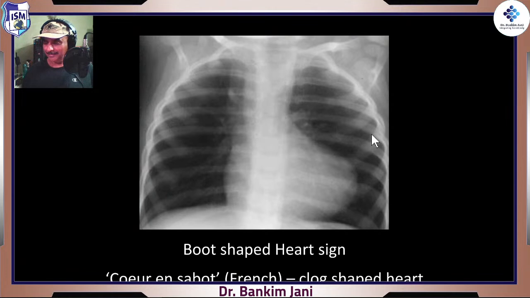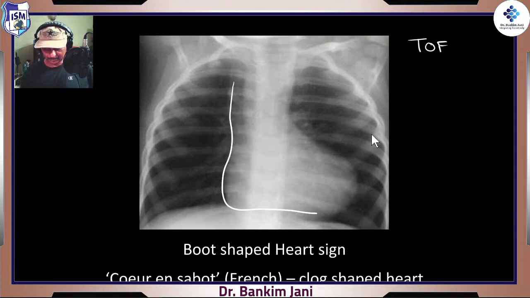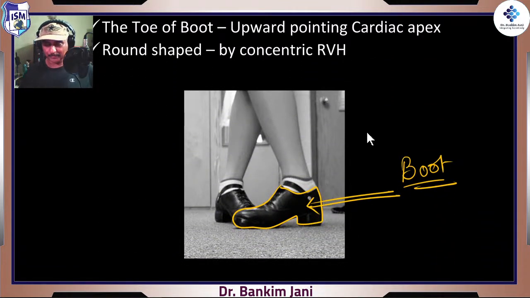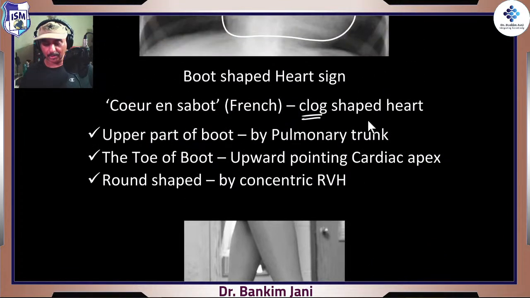Here it is. This is the X-ray image of tetralogy of Fallot. Looks like a boot. This is what is called the boot-shaped heart sign, right? It's also called the cœur en sabot in French. That's what is called the clog-shaped heart. Clog means nothing but this, such a shoe. Those females when they wear that sandal type of thing, that's what is called the clog.